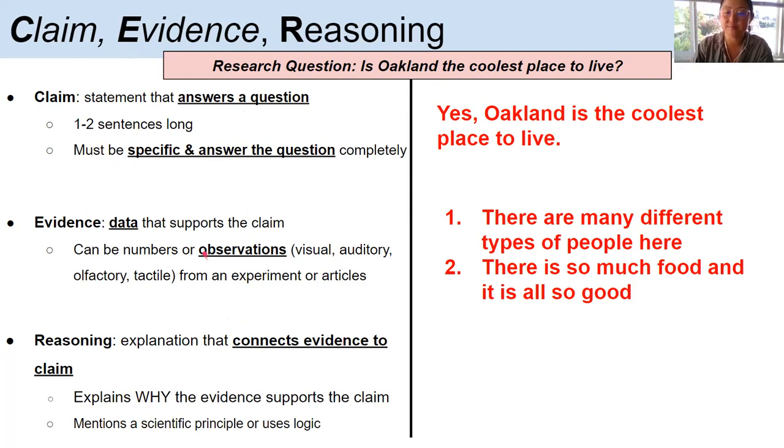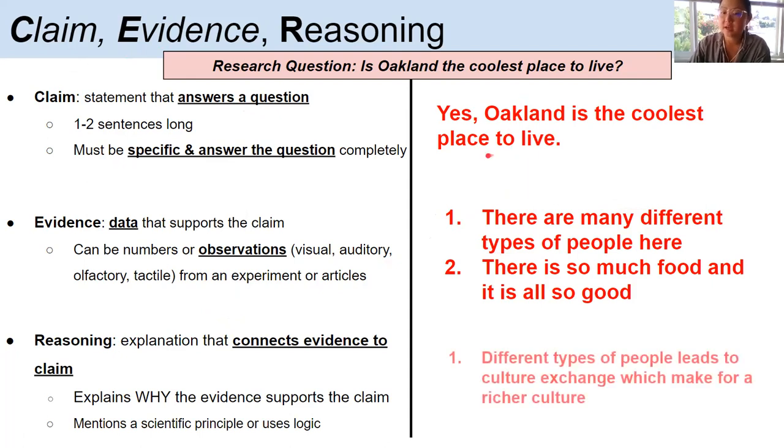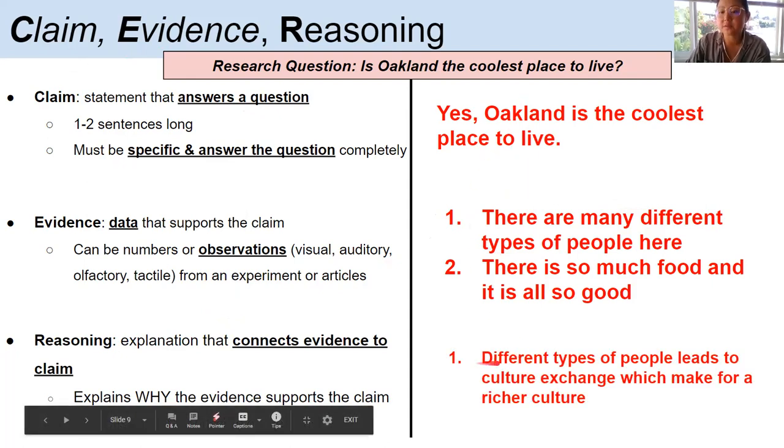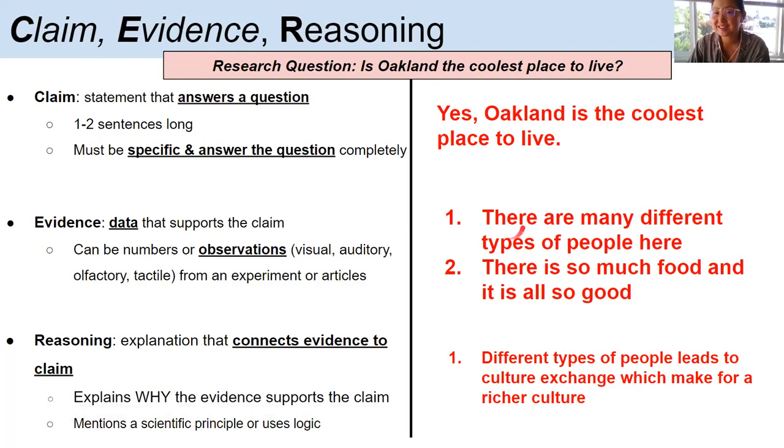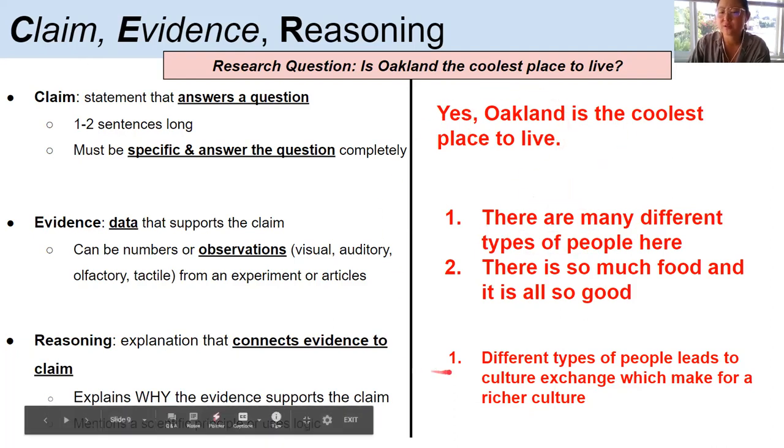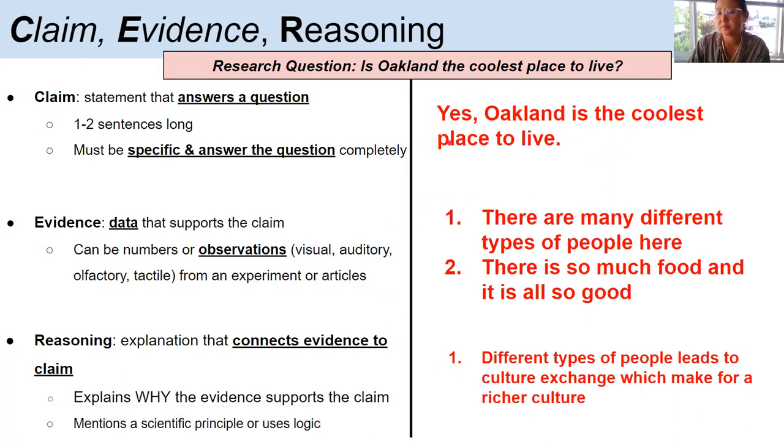Because gauging if Oakland is the coolest place to live is not really technically science, we're going to use logic instead. So the reason that evidence number 1, that there are many different types of people here, supports that Oakland is the coolest place to live, is because, to me, different types of people leads to culture exchange, which makes for a richer culture. So I think because there's so many different types of people that live in Oakland, that makes Oakland's culture richer, which is why Oakland is the coolest place to live. So do you see how the reasoning connects the evidence to the claim?